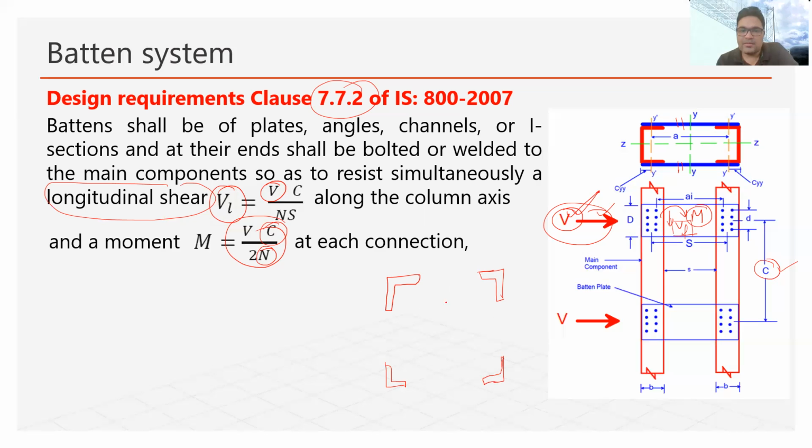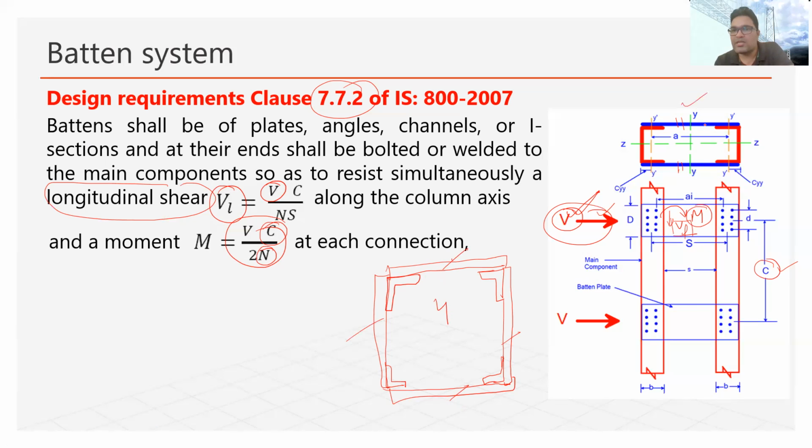Okay, and in that case, if we have to connect these four angles, what we have to do is provide batten plate on this side, and on this side, and on this side, and on this side. So in this scenario, you can see there are actually four parallel planes: 1, 2, 3, 4. So in such scenario, the value of n will be 4.